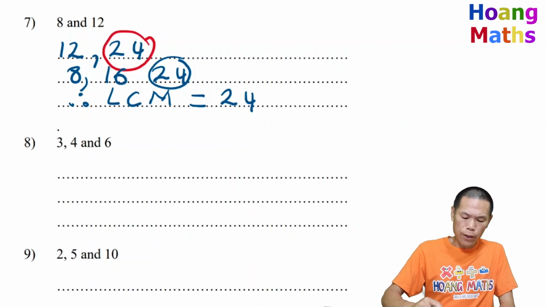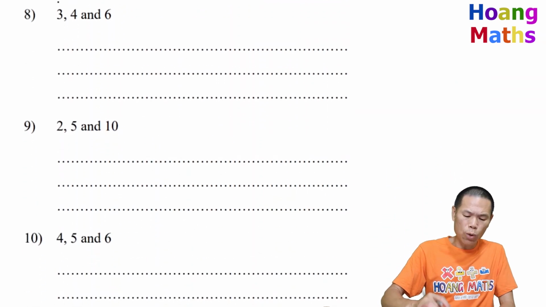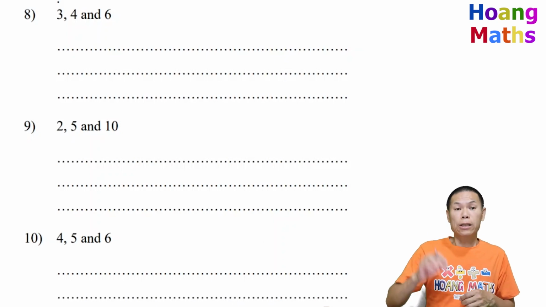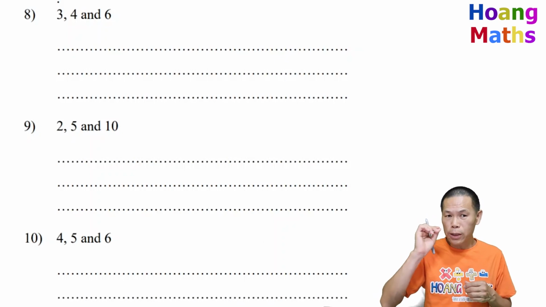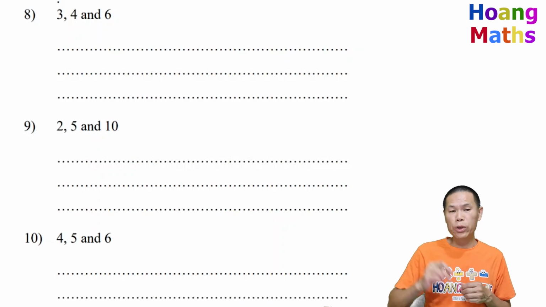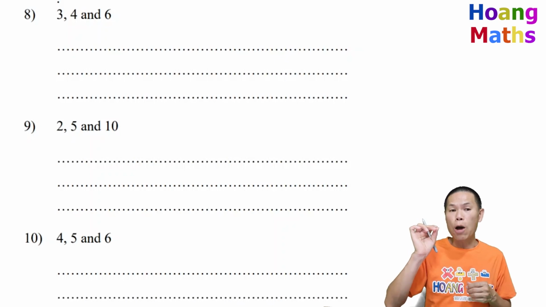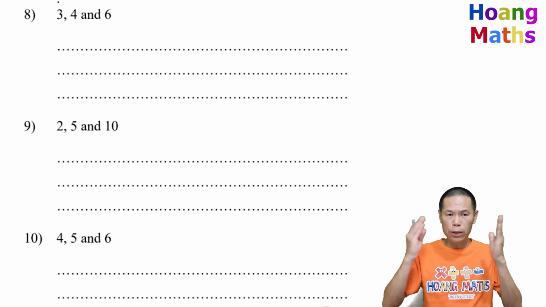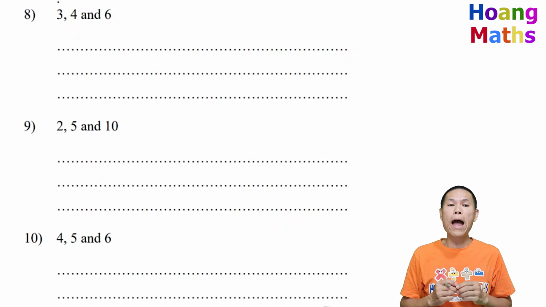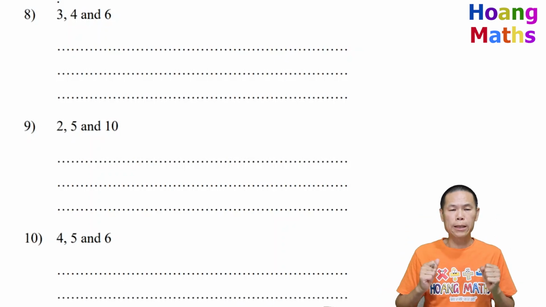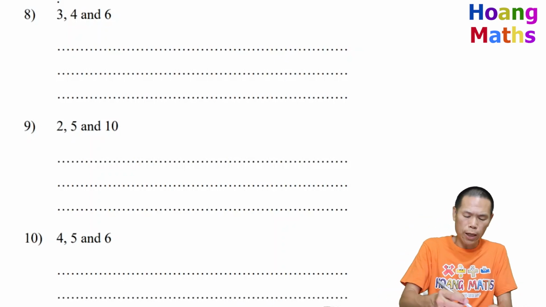Now, for example, this one here as well, question number 8. So we have 3, 4, and 6, and we know that 6 is a multiple of 3. So we just need to worry about the common multiple of 4 and 6. We can list either the multiples of 4 or the multiples of 6. Let me just start with 6, it's quicker, that's all.